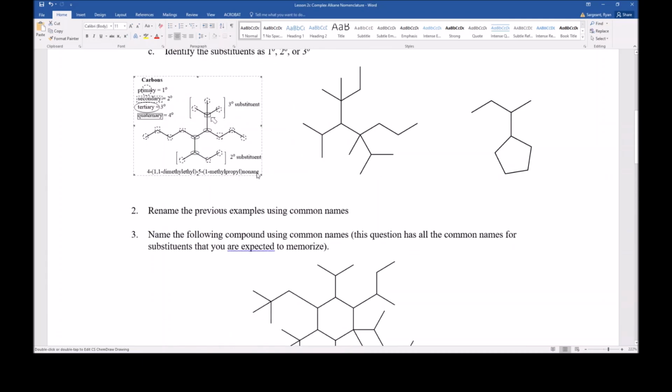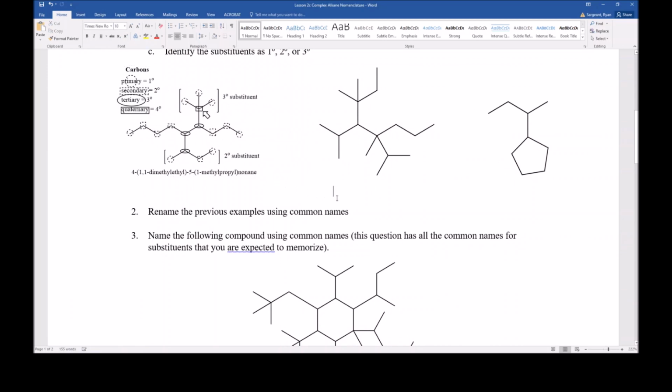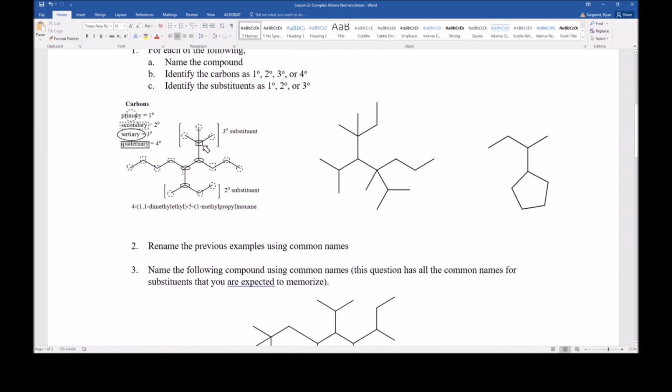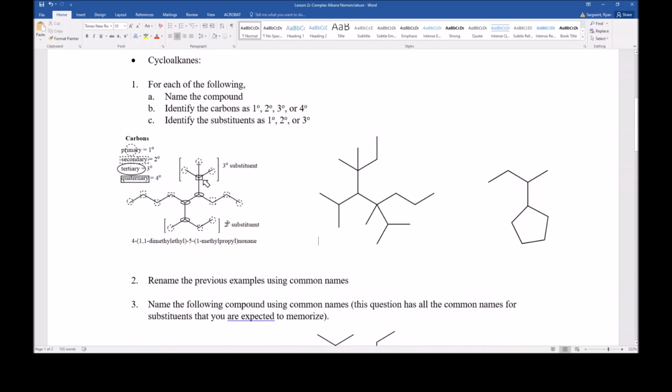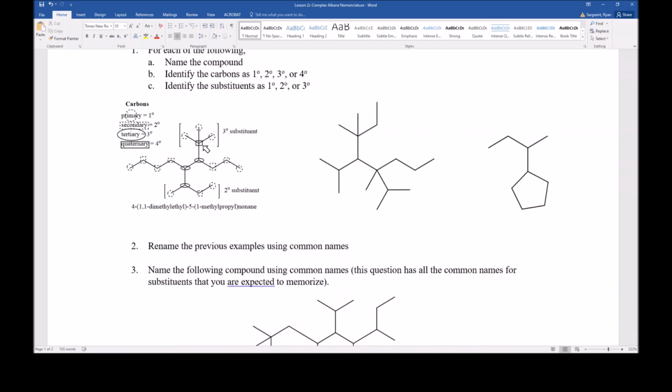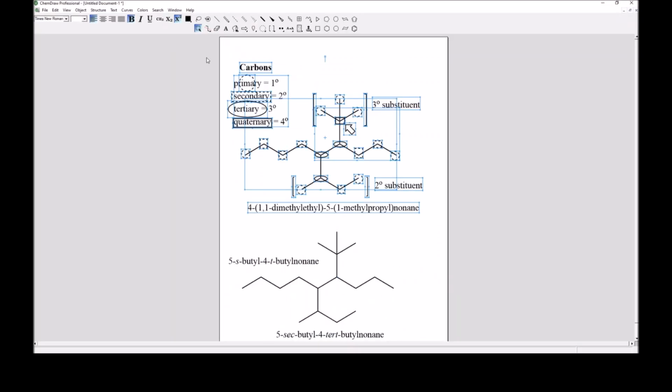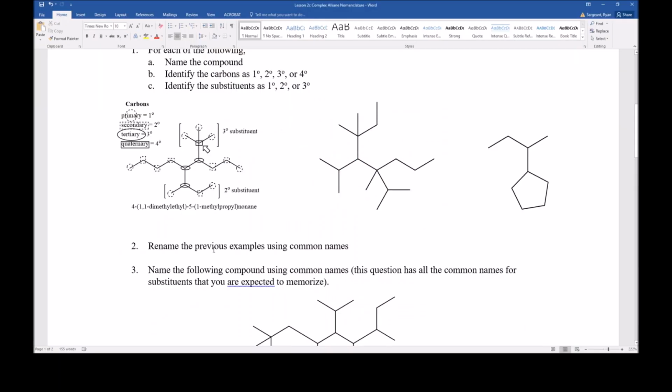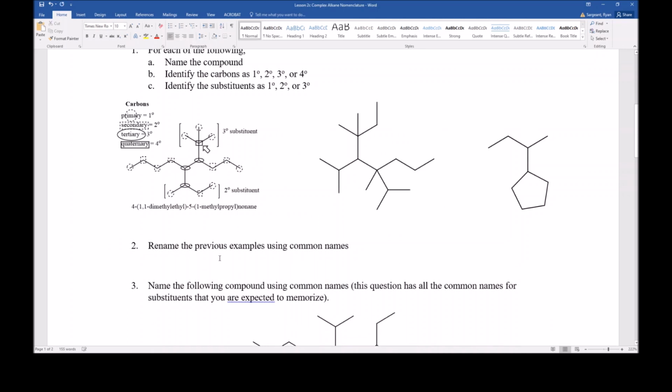This is going to be a mess by the time I'm done. Hopefully on your papers you can write this a little bit more efficiently than I'm doing it. So this is a full set of answers for the first part of the first question. And I'm going to go ahead and drop in the common name of that compound before I forget. So we'll go ahead and rename the previous examples using common names.